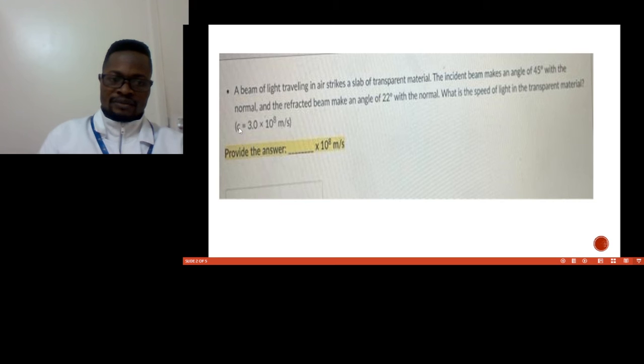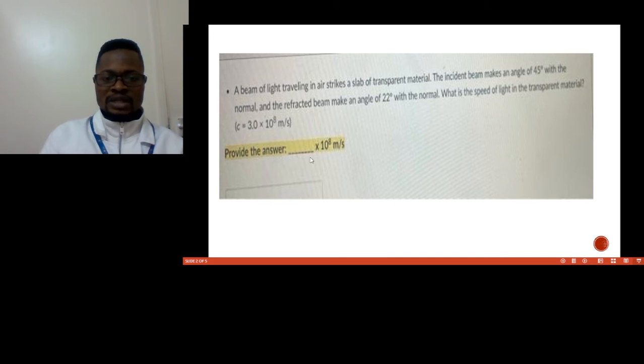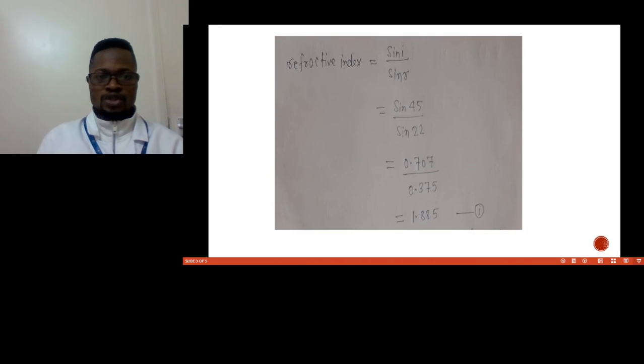You are asked to find the speed of light in the transparent material. See here, you have been given c. c is the speed of light when it is traveling in a vacuum, and we will use it together with the speed in the medium to calculate. You are asked to provide the answer in the form of whatever you get multiplied by 10 to the power 8 meters per second. So let me show you what you are supposed to do.